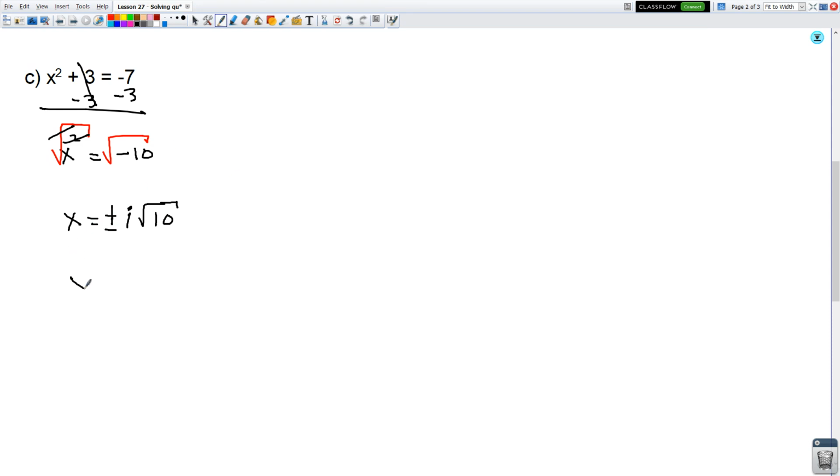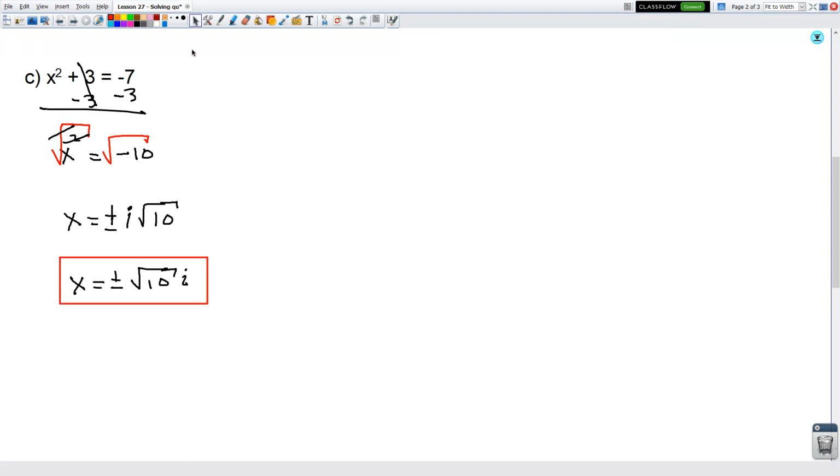So this means that x is equal to plus or minus square root of 10 i. Let me rewrite this. And again, we don't do anything with the square root because 10 is not a square number. We cannot simplify that number, so we're just going to leave it as the square root of 10. But we still have that i. You usually put it at the end because you put the coefficient in front of the variable.